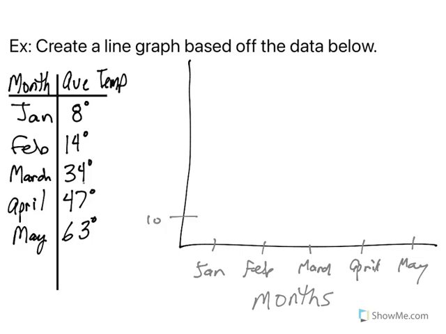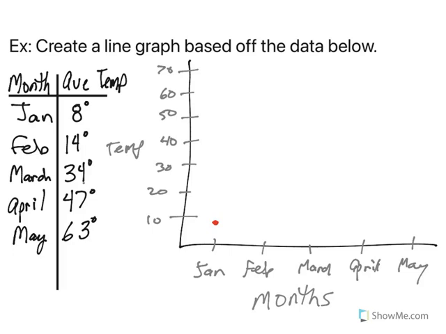So we're going to do 10, 20, 30, 40, 50, 60, 70. Now, it is important that you want your intervals to be as equal as possible. We really want those to be equidistant apart. All right, and then we graph. So in January, we're at 8 degrees, so that will be just slightly lower than 10, and we put ourselves a dot.